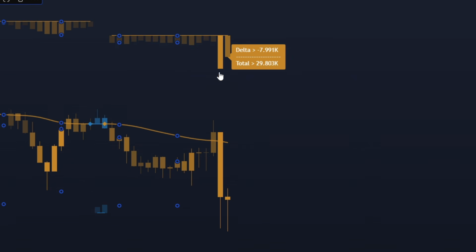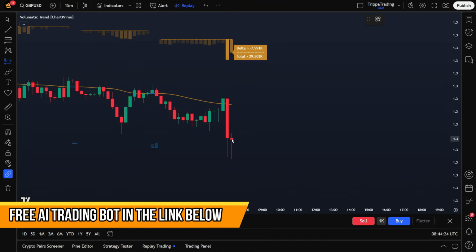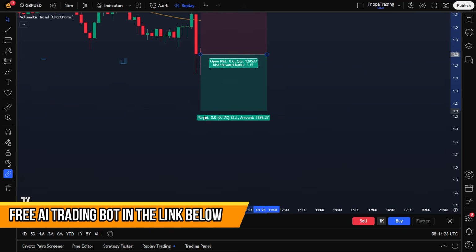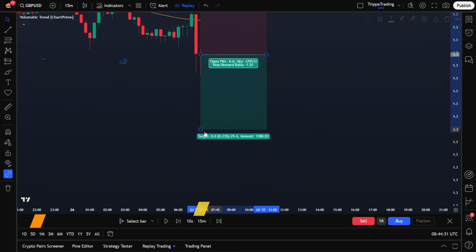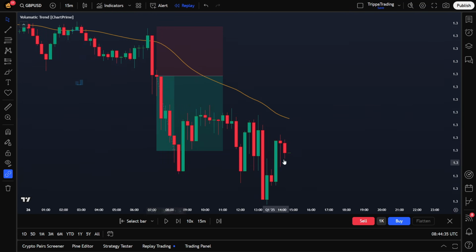If those yellow bars get larger during the rejection, that's strong selling pressure. That's when you'd look to open a sell trade. Your stop goes above the recent swing high, and your target can once again be 1.5 times your risk. Always wait for that volume confirmation. If it's weak, it's better to skip the trade than to enter blindly.